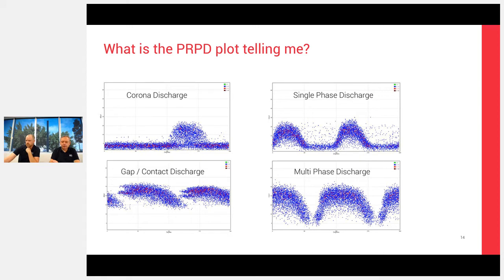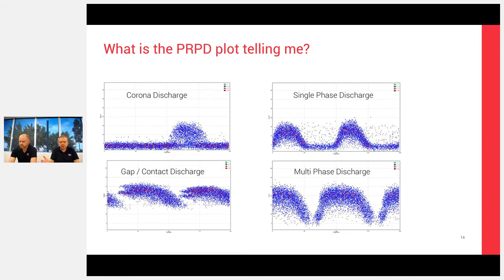The top right is a single phase discharge. There's two clusters, 180 degrees apart, and they're relatively sharp. So the off period is generally longer than the on period on the plot across the 360 here. That gives us a good indication that we've got a single phase type discharge happening.